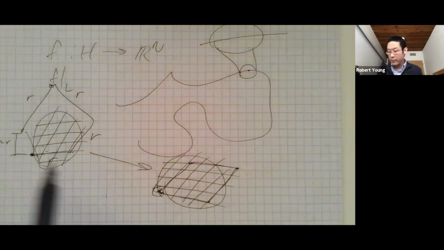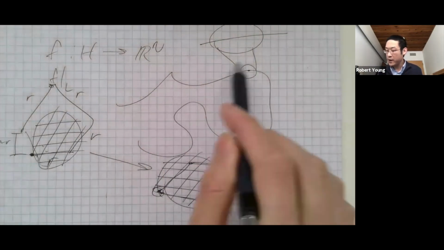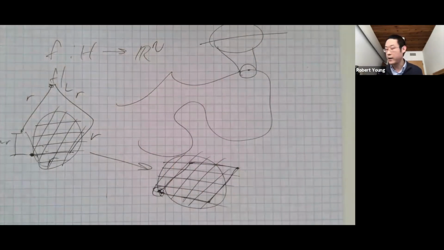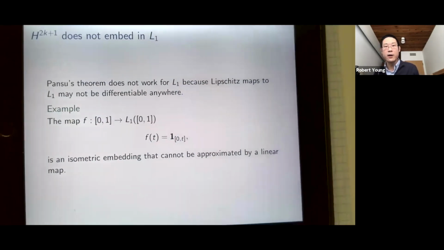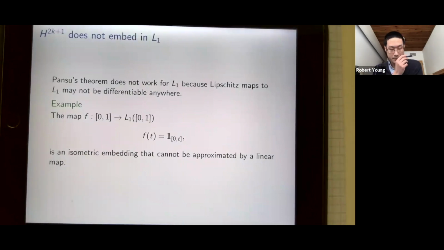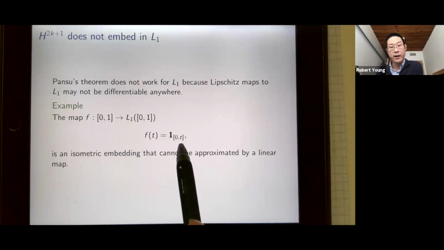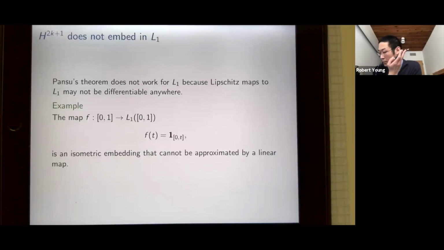This argument about the blue lines and the red lines really relied on the fact that a Lipschitz curve in R^n has to be differentiable almost everywhere. It has to be close to a straight line almost everywhere. But that's not true in L1. The standard example is this map. F is a map from the unit interval to the set of L1 functions on the unit interval, where F sends t to the characteristic function of the interval from 0 to t. You can check that this is an isometric embedding, but it's not differentiable anywhere. It can never be approximated by a linear map. And so you can't apply Pansu's theorem in L1.